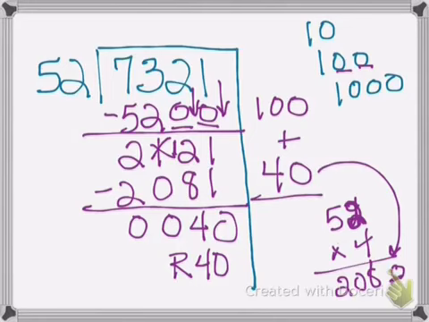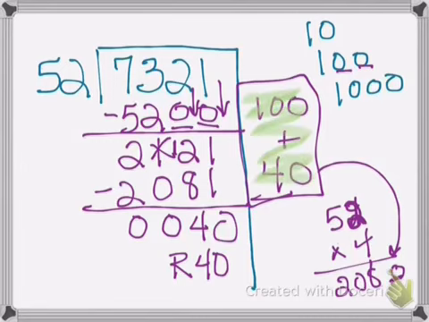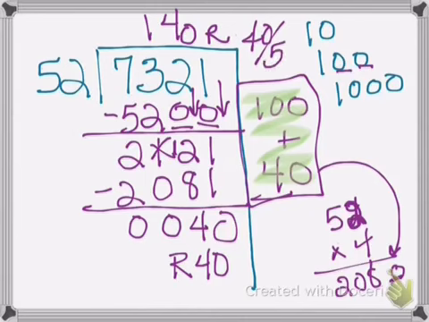Now I can go ahead and add up my partial quotient to the side. And when I add these up, 100 plus 40 is going to give me 140 with a remainder of 40 over 52, and that's it. I'm done.